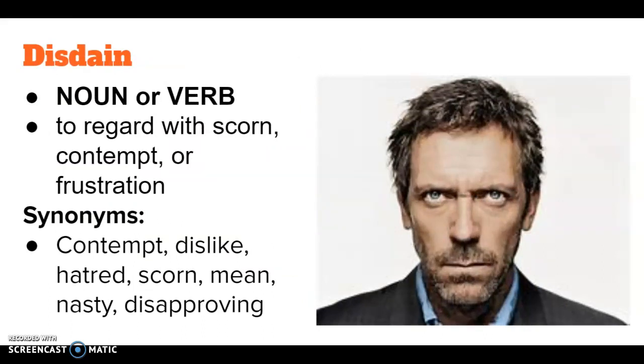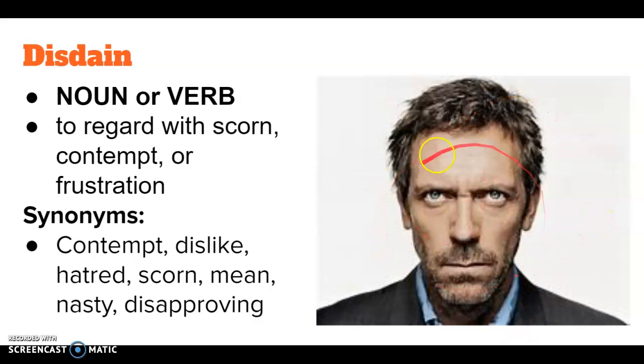The next word this week is disdain. Disdain. And it's a noun. It's something that you might have, or it could be a verb if someone is disdaining your behavior. And it means to regard with scorn, contempt, or frustration. So I want you to think of disdain as like maybe a mother or father who's very disappointed in you. Maybe you did something that was unwise or selfish. They might have disdain for that behavior, or scorn or contempt.